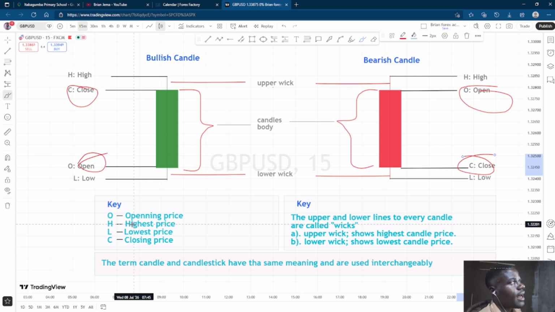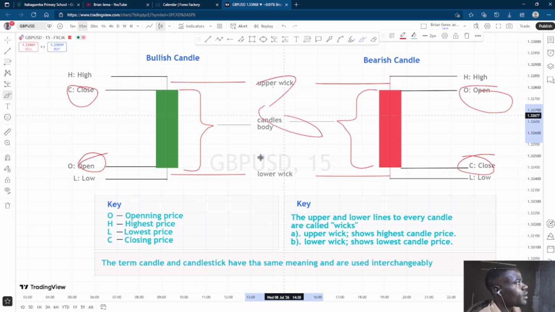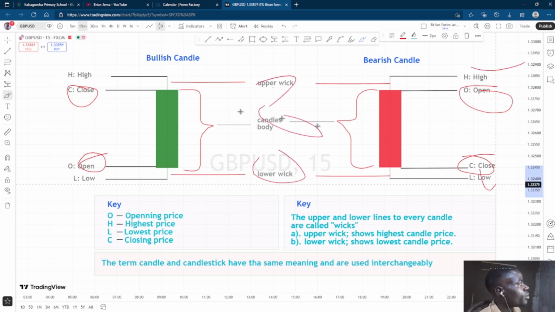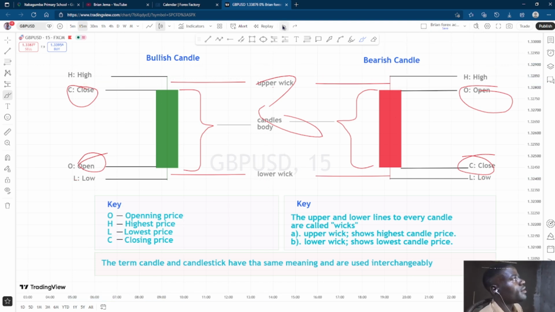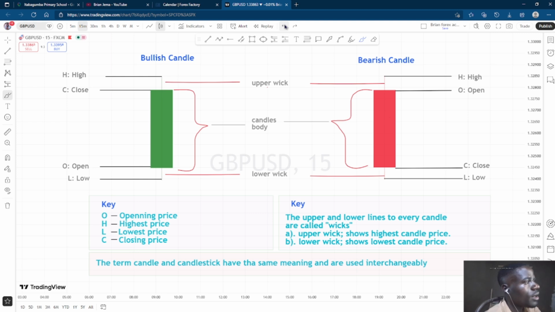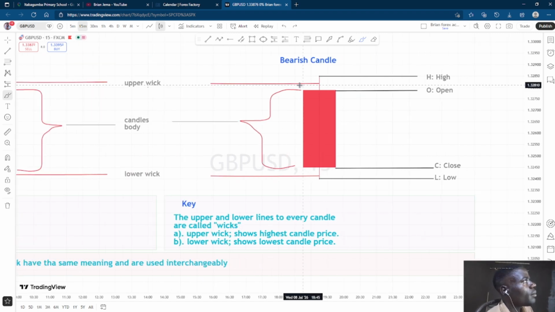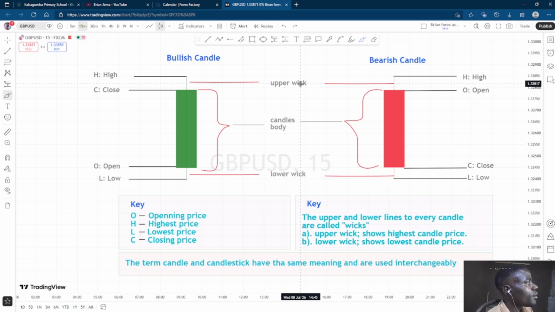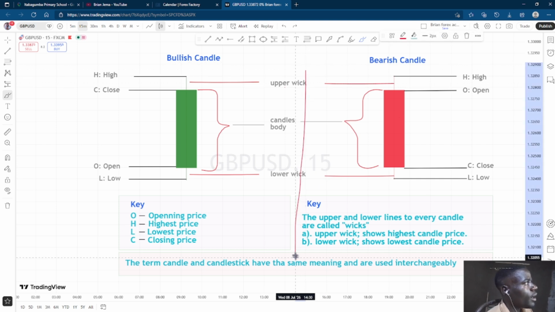The other things, like upper wick, candle body, lower wick, high, low price, are the same for both bullish and bearish candles. What differs is the color and the opening and the closing price. Next time, when you go into a trade in the market, you need to look at the opening price and the closing price of every single candle, and identify whether the candle is a bullish one or a bearish one by looking with your eyes.